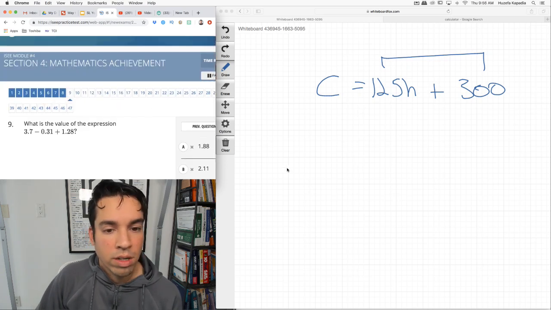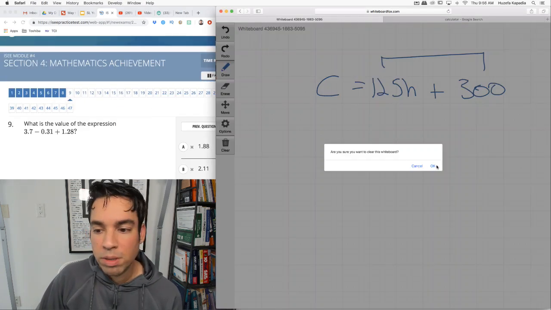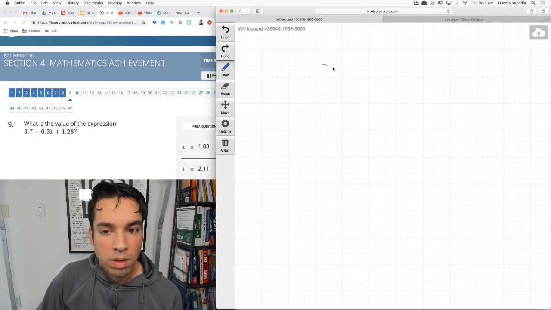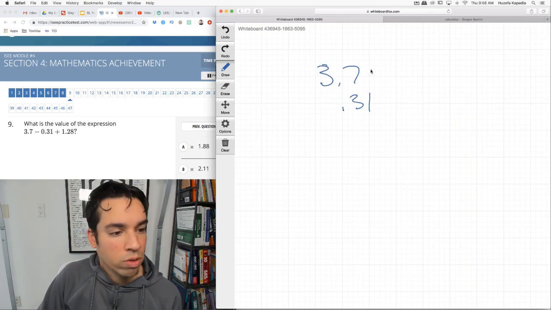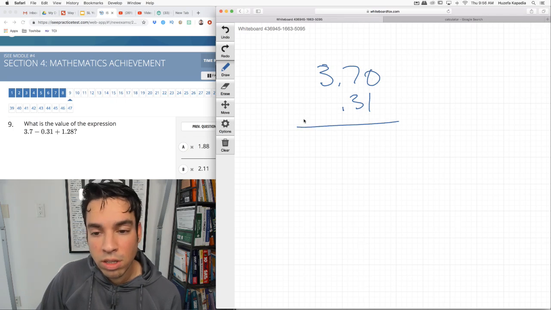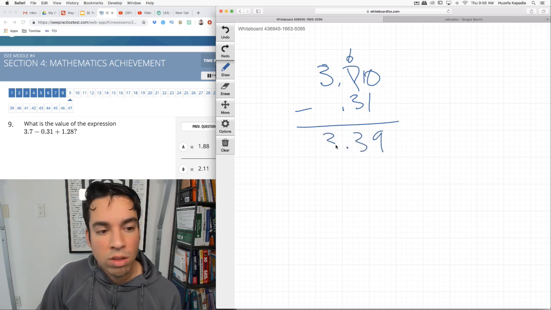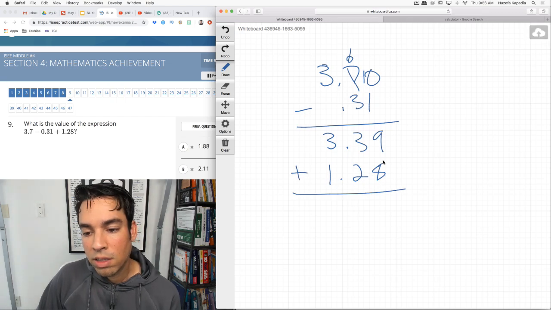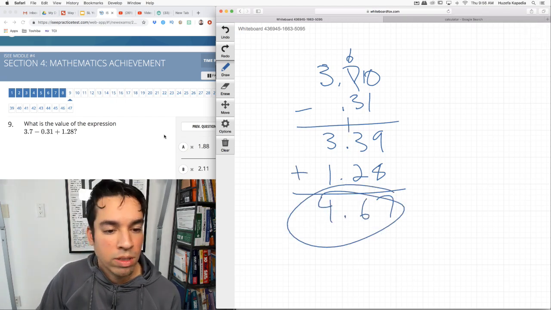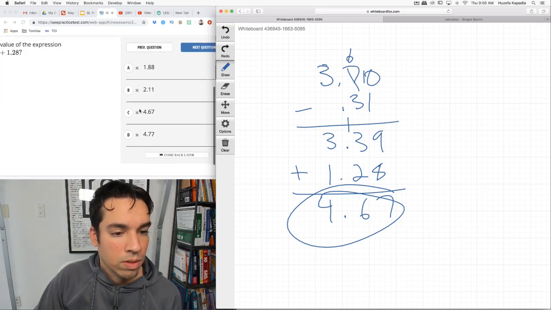Okay, next. What's the value of this? All right, a little bit of arithmetic. So let's go ahead and do this. First, let's do that subtraction problem going from left to right. Notice how I put a 0 here to just make things more balanced. Next, we're going to 0 minus 1. Can't do that. 6, 10, 9, 3, 3. And then we're going to add that to 1.28. 9 plus 8 is 17. 6 and 4. 4.67.